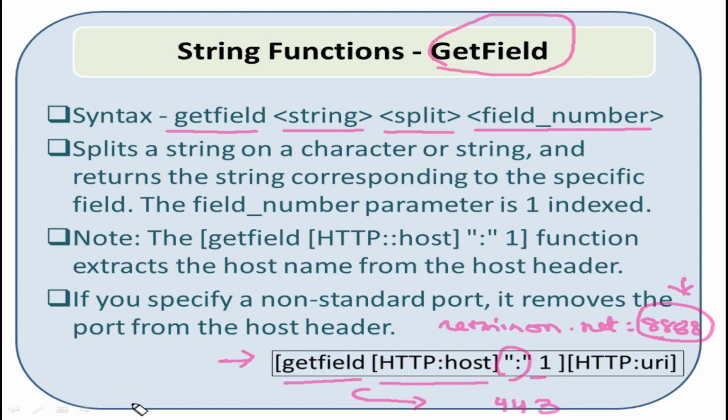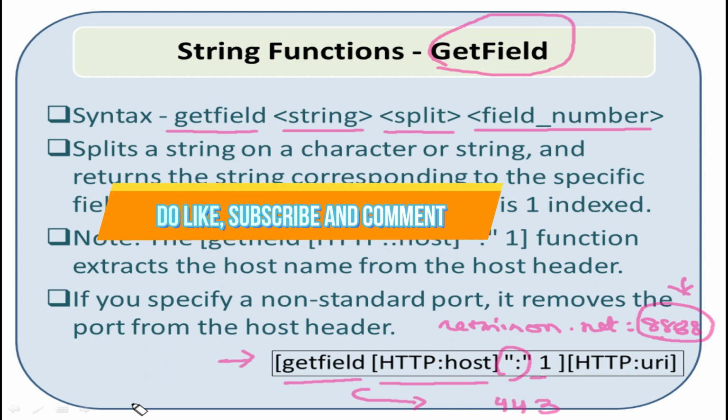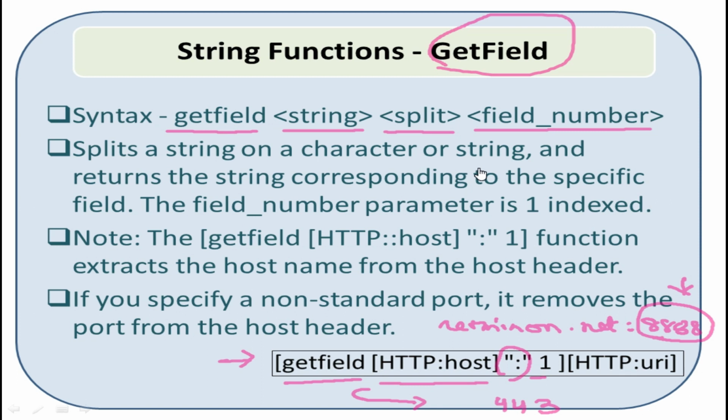You may see the getField on various web portals, but you will not see how this function works and how it provides you the correct results, or how it provides the redirection. Without getField you can also achieve this task, but if you want to remove the non-standard port, you need to use getField, so that everything after your colon vanishes and your HTTP host and your URI can be extracted from the complete URL.